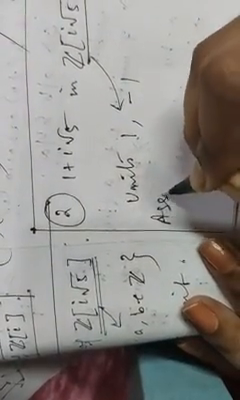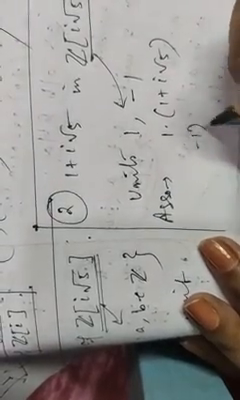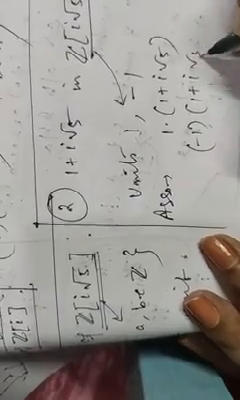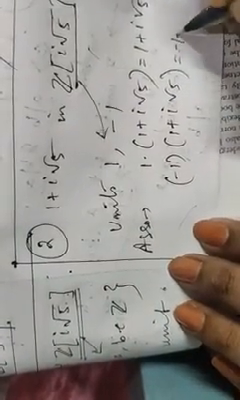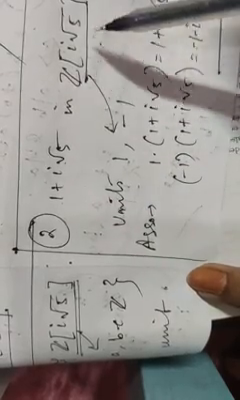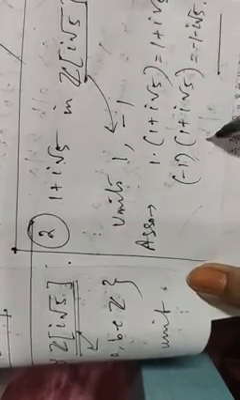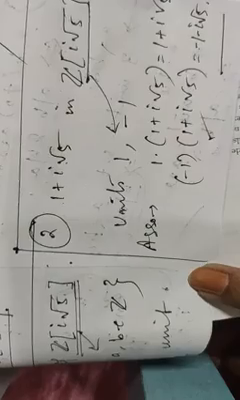Associates will be 1 into 1 plus i root 5, then minus 1 into 1 plus i root 5. That means 1 plus i root 5, comma, minus 1 minus i root 5. These are the two possible associates for 1 plus i root 5 in Z[i root 5] domain.